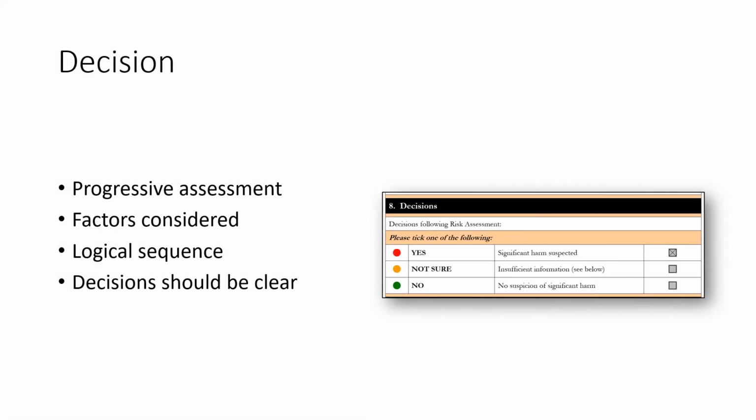Then you confirmed in Section 7 whether the harm was significant. So by this point, you should be clear what your answer will be in Section 8. Hopefully, you'll be able to make a decision, a yes or a no. Please record your decision by selecting the relevant tick box.